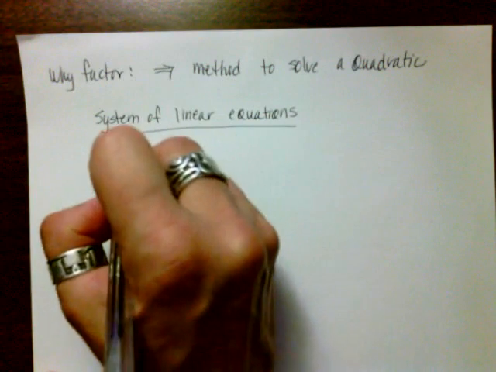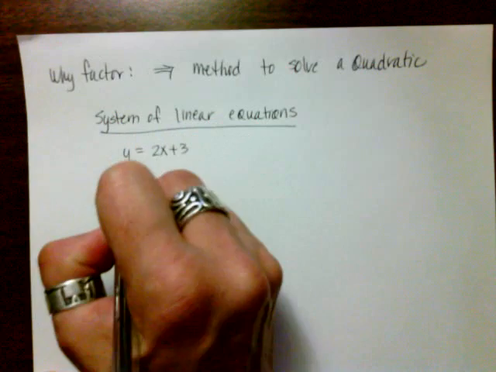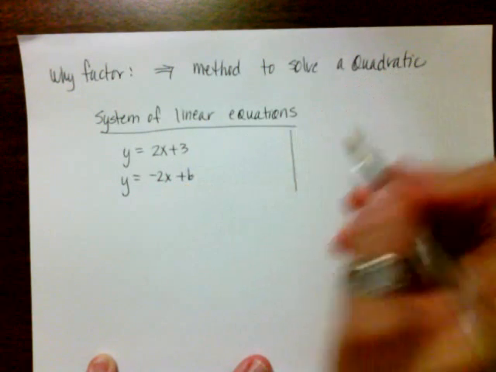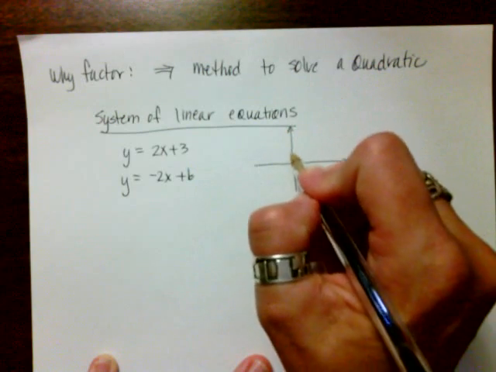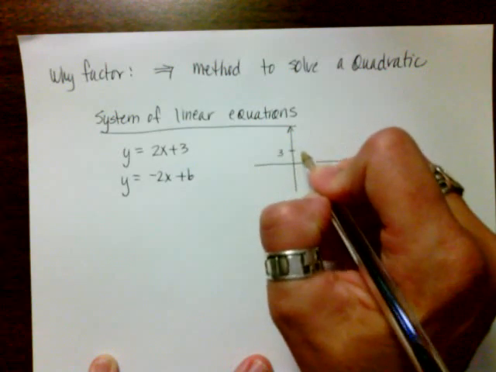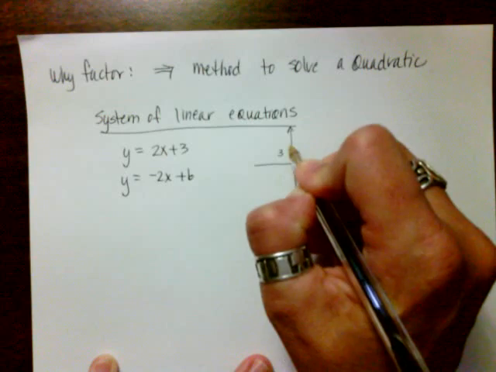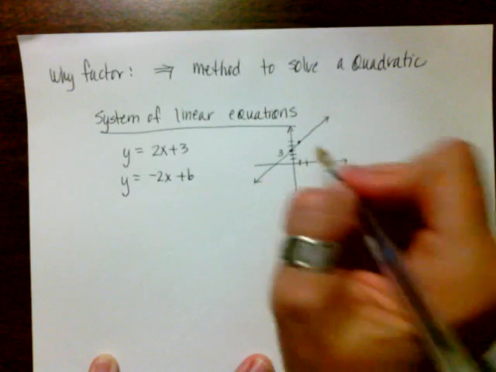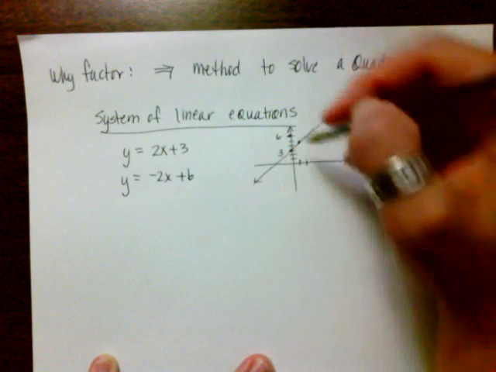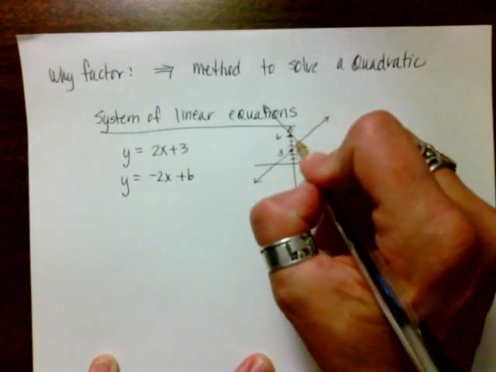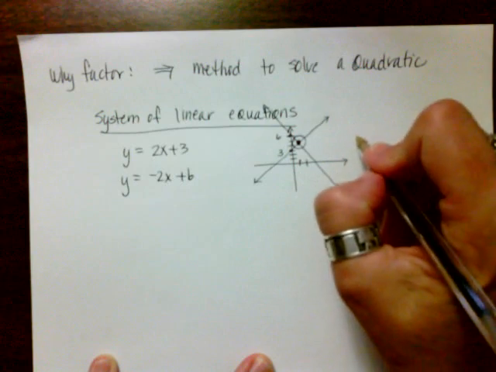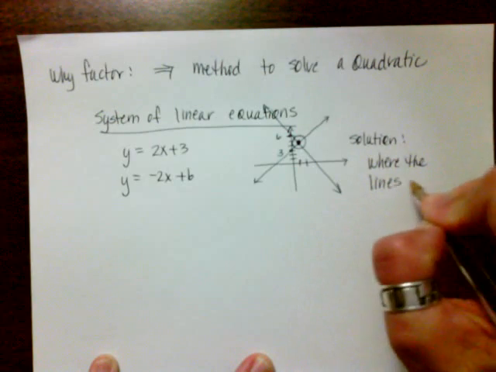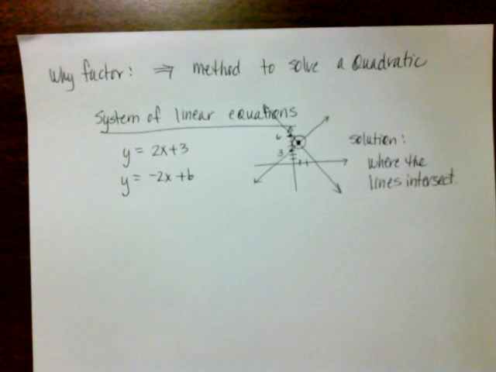If I have two equations, y is equal to 2x plus 3 and y is equal to negative 2x plus 6, to find the solution for these two equations, I would graph them. The first one had a y-intercept of 3, and I go up 2 over 1. So there's my first line. The second line had a y-intercept of 6, so there's the 6, and then it went down 2 over 1. Then I draw the other line. That point is the point of intersection, so the solution is where the lines intersect.